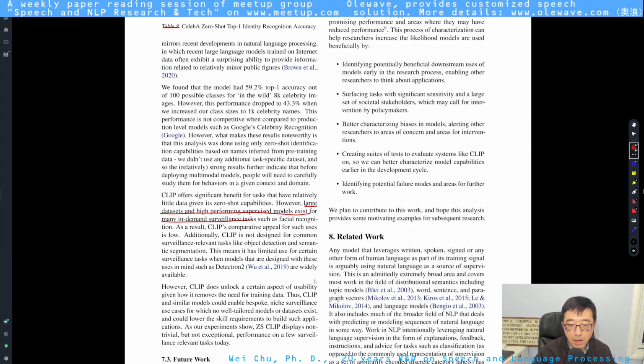But it does unlock a certain aspect of usability because it doesn't require the existence of training data. Yeah, just look at that result.